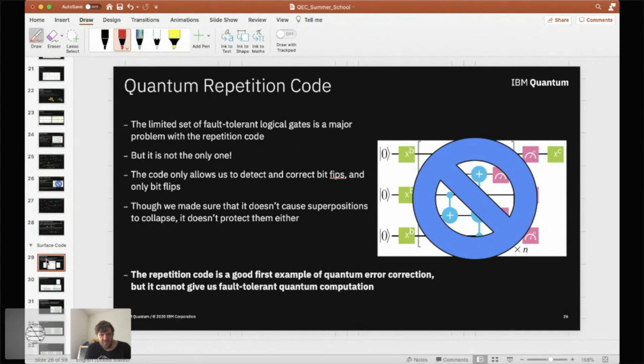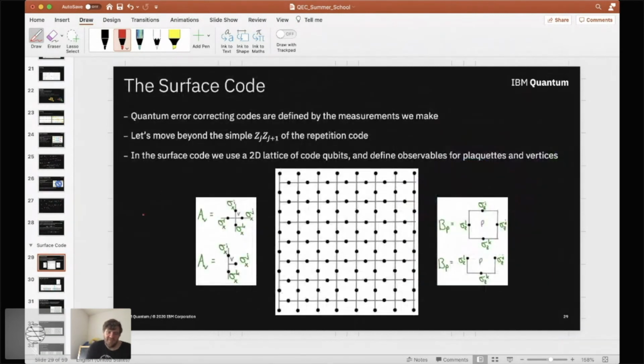So let's just move on to what we will most likely be using, which is the surface code. The surface code is in some ways a generalization of the repetition code. There are things that happen in the repetition code which happen in very similar ways in the surface code, but it generalizes it to solve the problems of the repetition code. So the noise is no longer just going to be about bit flips. It's going to be a more general form of noise, and we are going to be able to determine all of it.